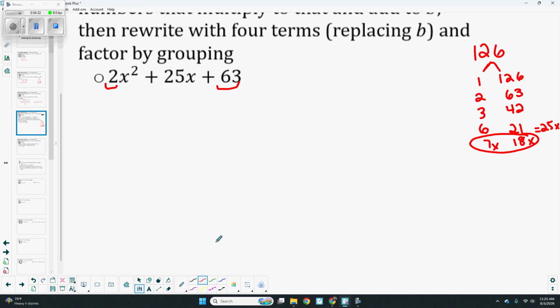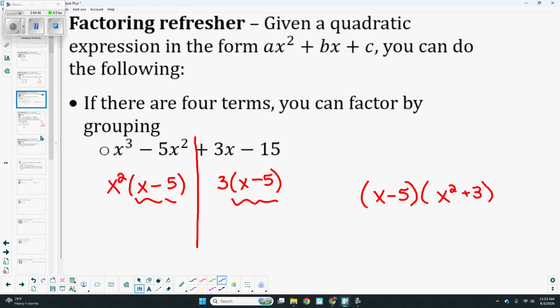Okay. So this is going to be rewritten as 2x squared plus 18x plus 7x plus my 63. So all I've done is taken this 25 and break it down into 2 parts. Now I have 4 terms. I'm going to factor by grouping like I just did in this last problem.